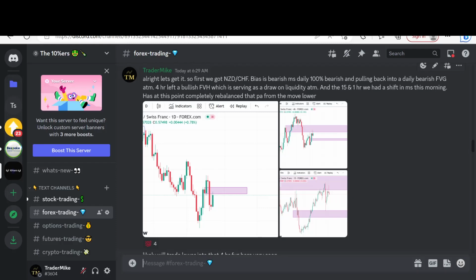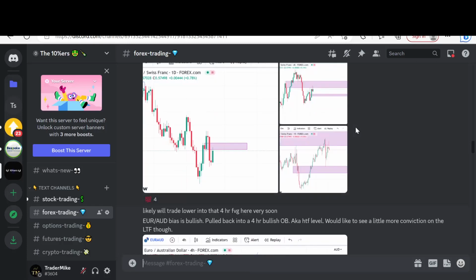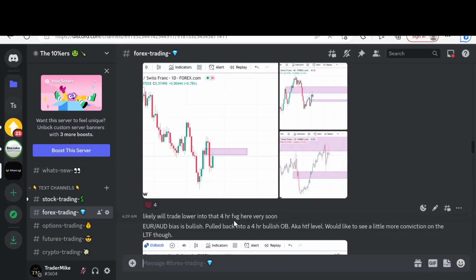4 hour left a bullish fair value gap, which is serving as a draw on liquidity at the moment, aka that was my PT area. And on the 15 minute and 1 hour, we had a shift in market structure this morning, which has at this point completely rebalanced that price action from the move lower. Likely will trade lower into that 4 hour fair value gap here very soon. Again, that was my PT area. See right there, if you look at my cursor real quick, that was my PT area. I wanted to see it draw down into that, which it did.